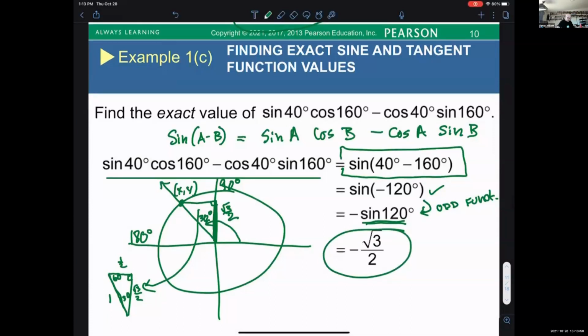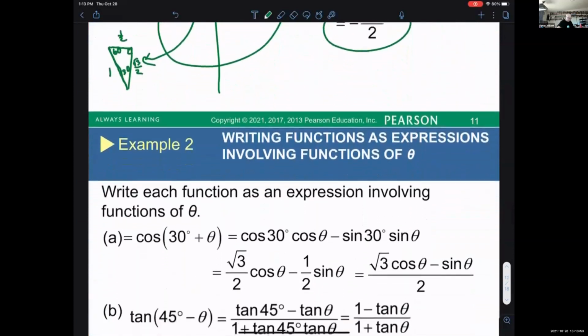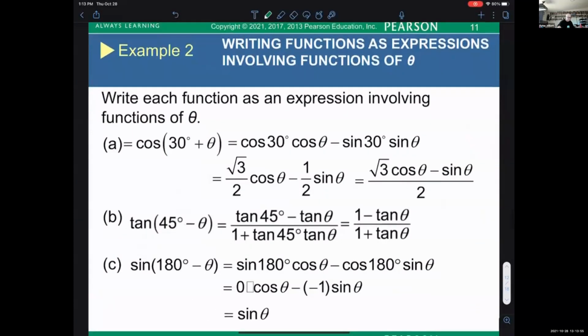All right, so cruising along here, let's look at example 2. Writing functions as expressions involving functions of theta. Write each function as an expression involving functions of theta. So when they say functions of theta, they mean instead of having a 30 degrees plus theta inside the function, we want to just have theta inside the function and get the 30 degrees out of the argument and write any of those values separately.